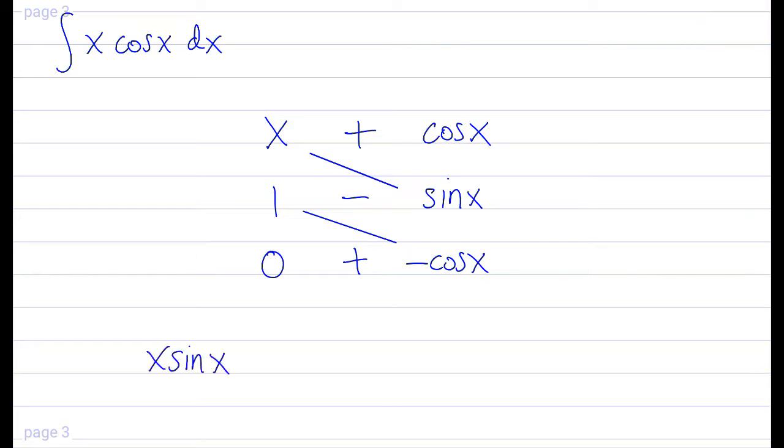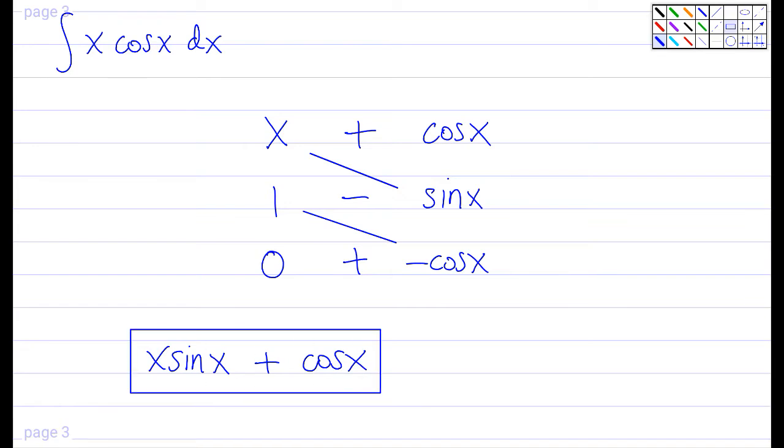Now here I have a minus sign and another minus sign. That's going to give me a plus sign, plus cosine of x. And then finally I integrate everything on the last row. Well, that's just going to be 0. That was it. I got my answer very quickly.